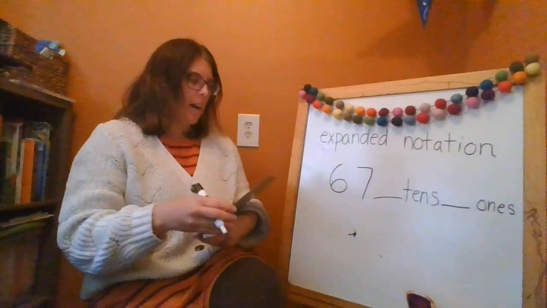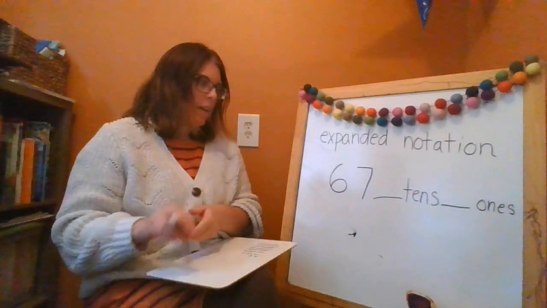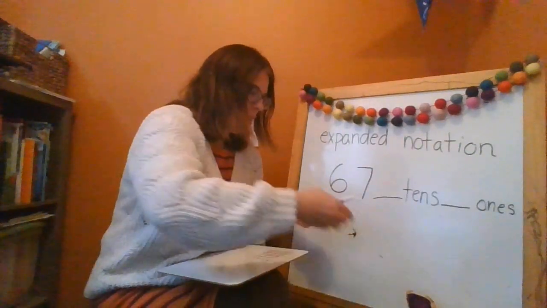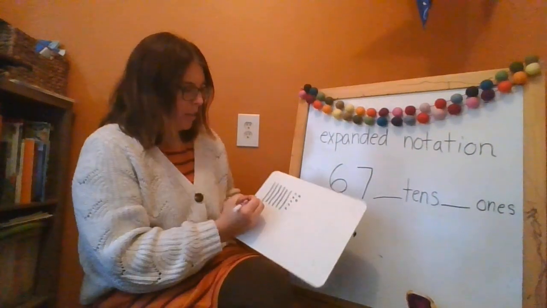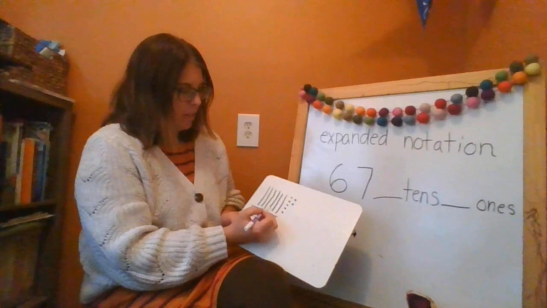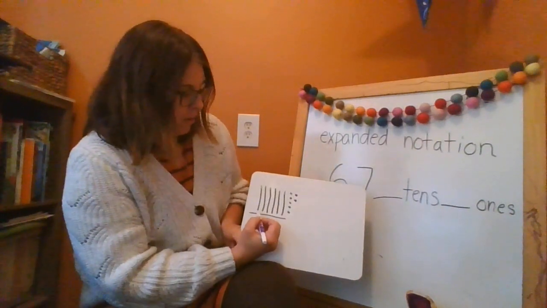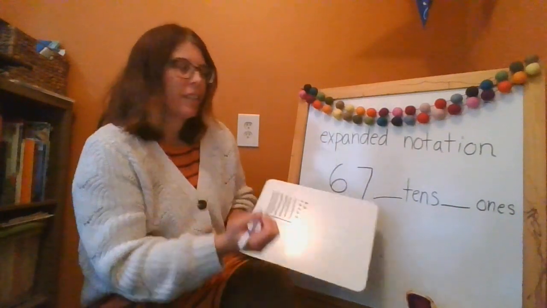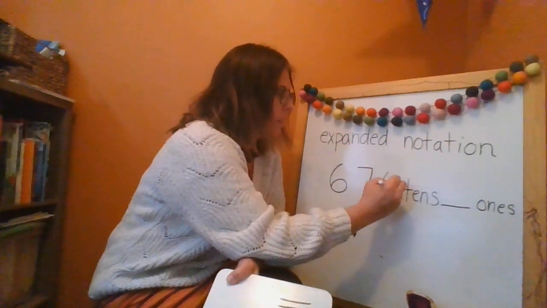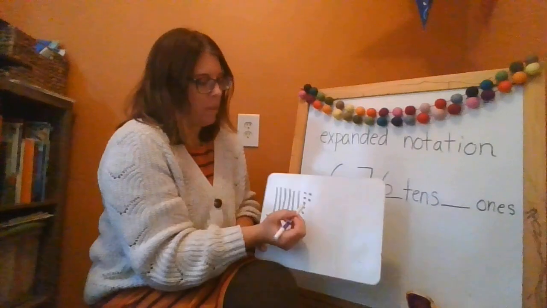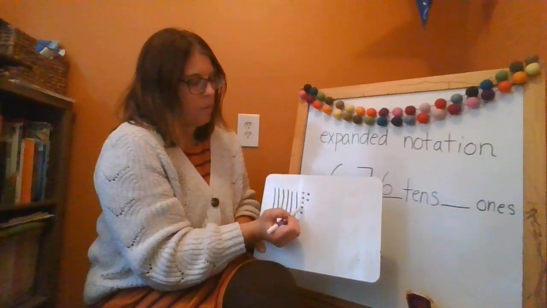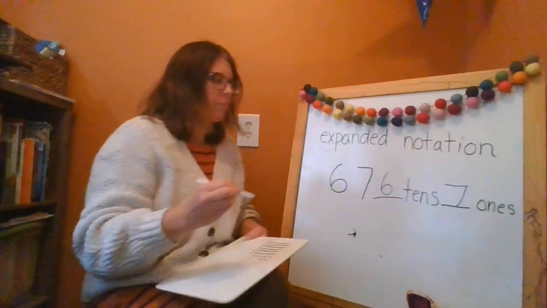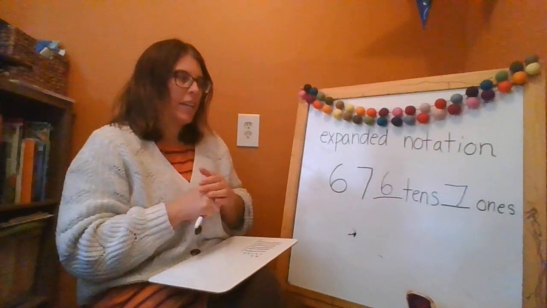Okay. Now we're going to need to record how many tens and how many ones that is. So let's look at our board. How many tens is it? Let's count the tens. 1, 2, 3, 4, 5, 6. 6 tens. And how many ones? 1, 2, 3, 4, 5, 6, 7. 6 tens, 7 ones. Okay. 6 tens and 7 ones.